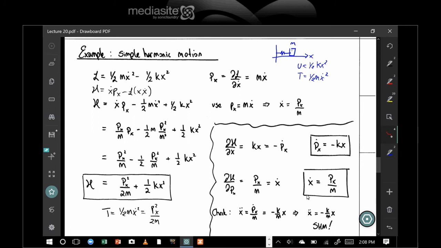I've shown you these equations before, but you may ask whether this was really simple harmonic motion. Well, I can show that. I take the derivative of this, which gives me x double dot equals p dot divided by m. But p dot is equal to minus kx. So I get this equation here, and that is simple harmonic motion. So wow, yeah, that was a long way to get to something simple.